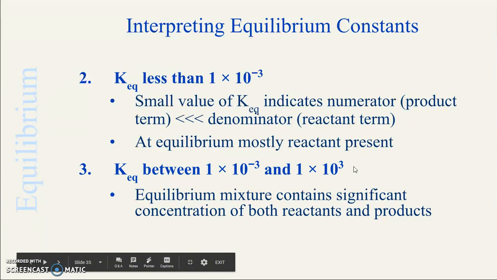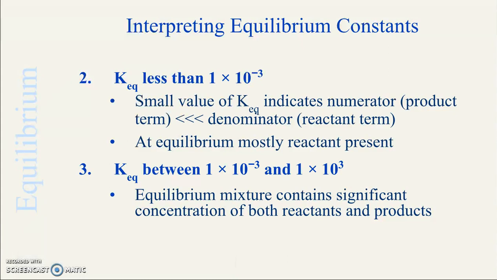If your KEQ is less than 1,000th, like 0.001, that's a very small value for a KEQ. That indicates that your numerator, the product, is a really small number, and your denominator, the reactant term, is a really big number. So you're taking a small number divided by something big, you're going to get less than 1.